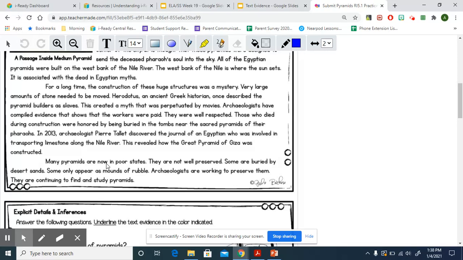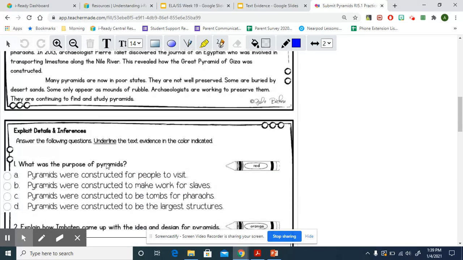Many pyramids are now in poor states. They are not well preserved. Some are buried by desert sands. Some only appear as mounds of rubble. Archaeologists are working to preserve them. They are continuing to find and study pyramids.